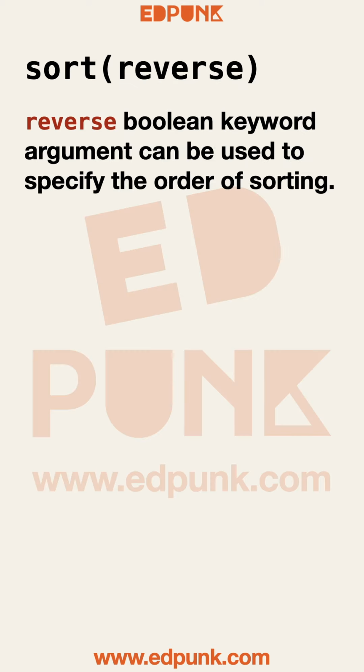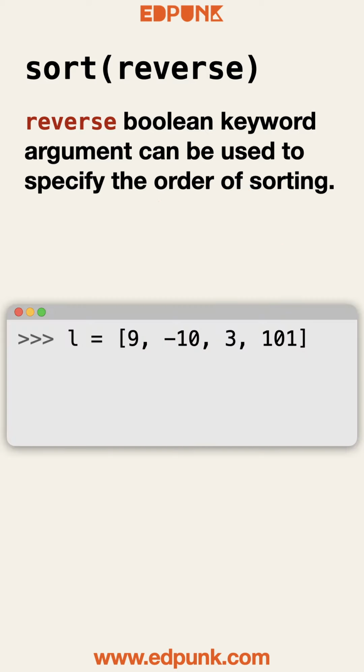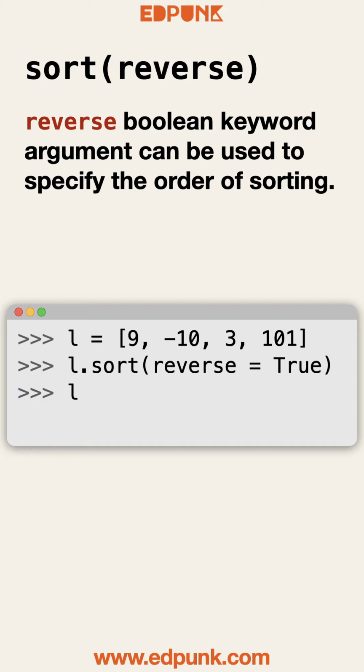The method also accepts a keyworded argument reverse. Reverse is a boolean which, if true, sorts the list in descending order instead of ascending order. For example, let us assign a list containing numbers 9, minus 10, 3 and 101 to variable L. Execute L.sort reverse equal to true. Now display the value of L. A sorted list L containing items 101, 9, 3 and minus 10 is displayed.